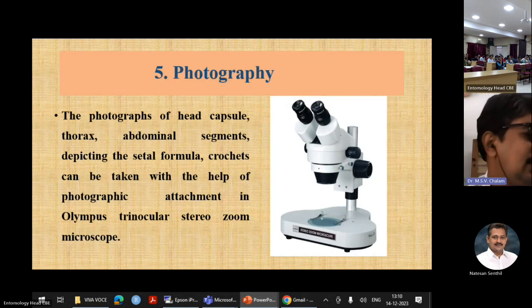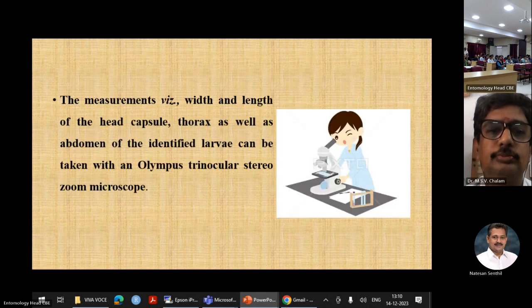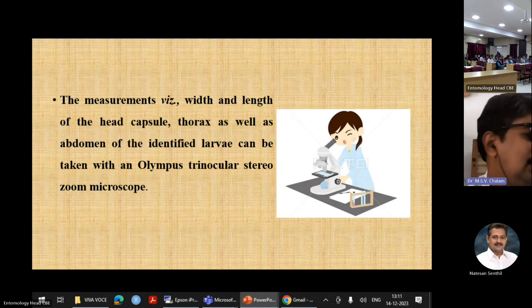After the chaetotaxy studies, you have to take the photographs, using normal photographic equipment attached to an Olympus trinocular stereo zoom microscope. Nowadays the facility is available everywhere, and you can take beautiful photographs. Even you can conduct the morphometric studies. Chaetotaxy studies are always associated with morphometric studies. You can take the width of the head, length, and any number of morphometric measurements on the collected caterpillars.